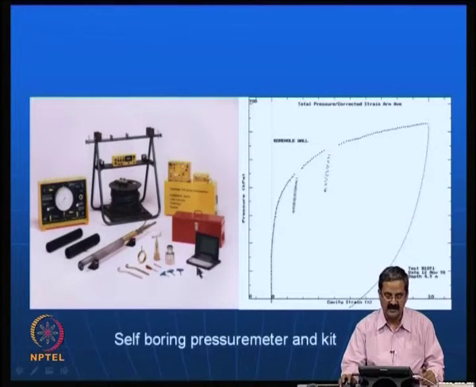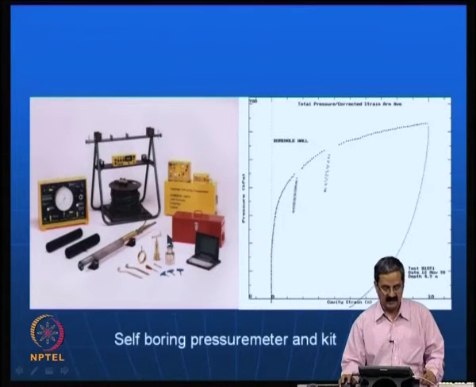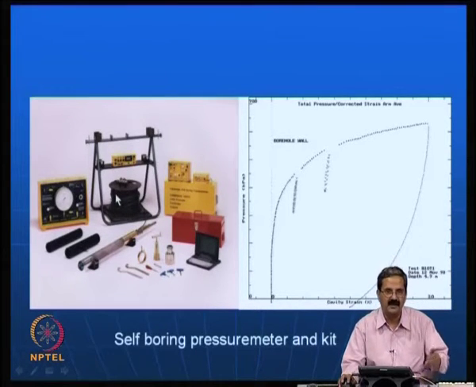That is what I just mentioned. This is a self boring pressure meter kit, this is that particular material, and then this is a gauge, and this is a system, and all of these are extensions, you can go up to 10, 20, 30 meters quite comfortably, and you will get a nice profile of its properties.